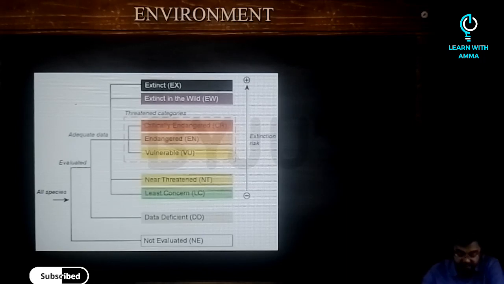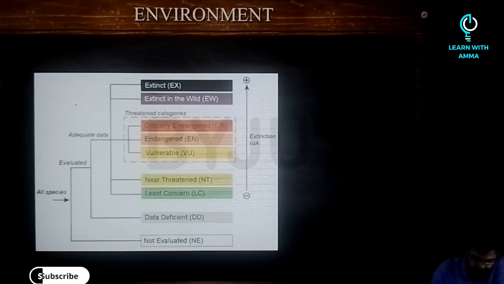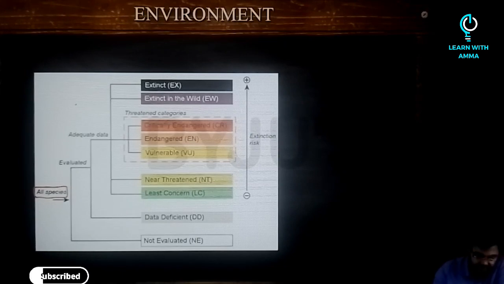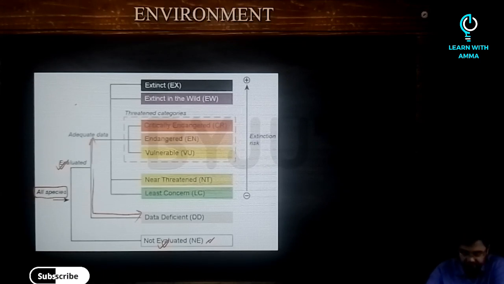And if you look at this diagram, first, if we take all the species that exist, either you have evaluated them or you have not evaluated them. So if you have not evaluated them, it comes under the not evaluated category. If it has been evaluated, then what we see is whether adequate data is available or not. So if there is no adequate data, you call it data deficient, or DD. And if adequate data is present, then in that case you have 3 categories that you will see. First category is this, which is least concern and near threatened.